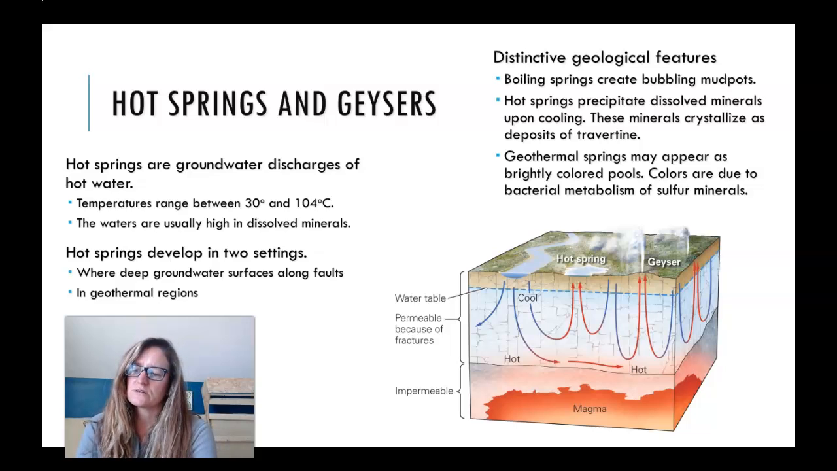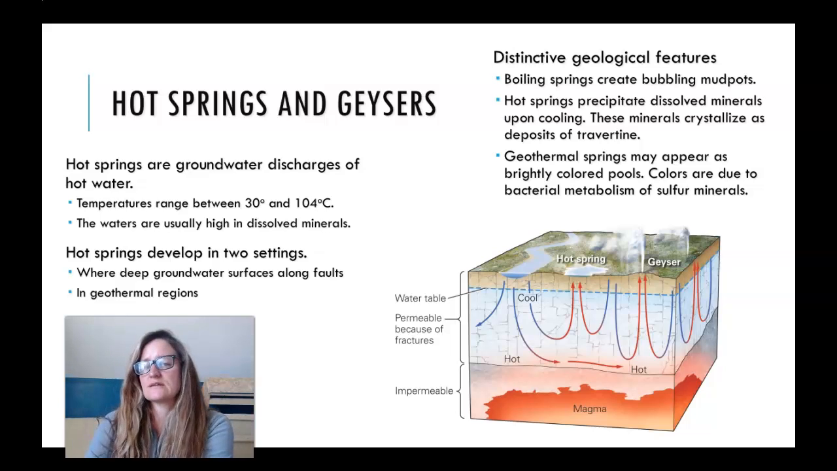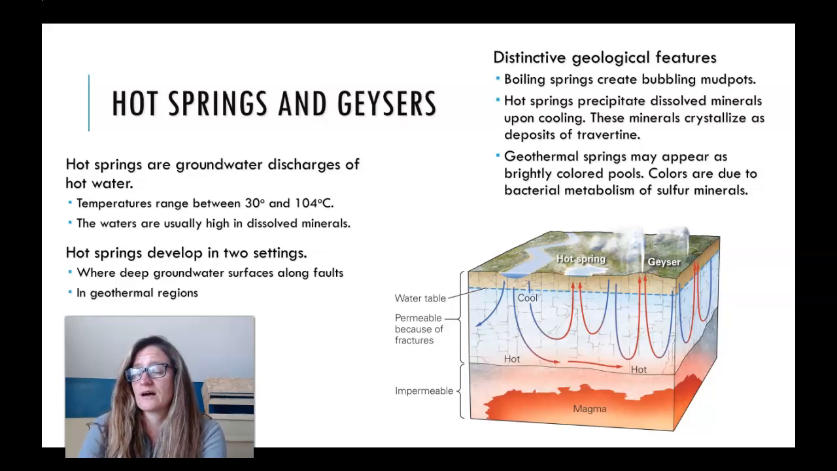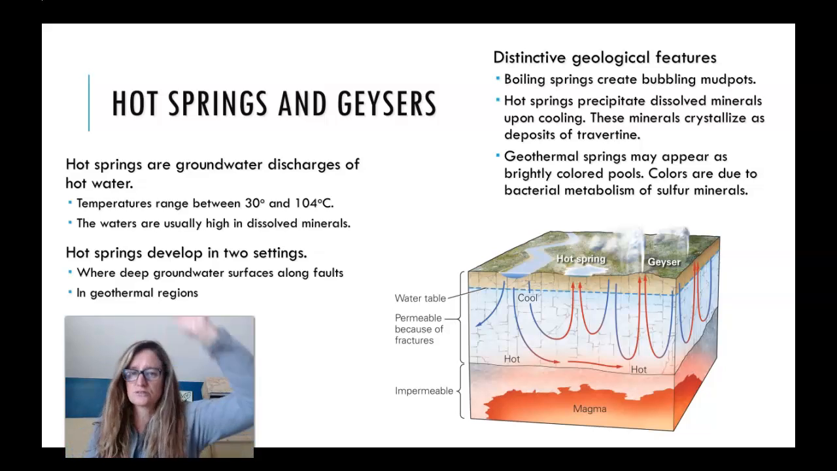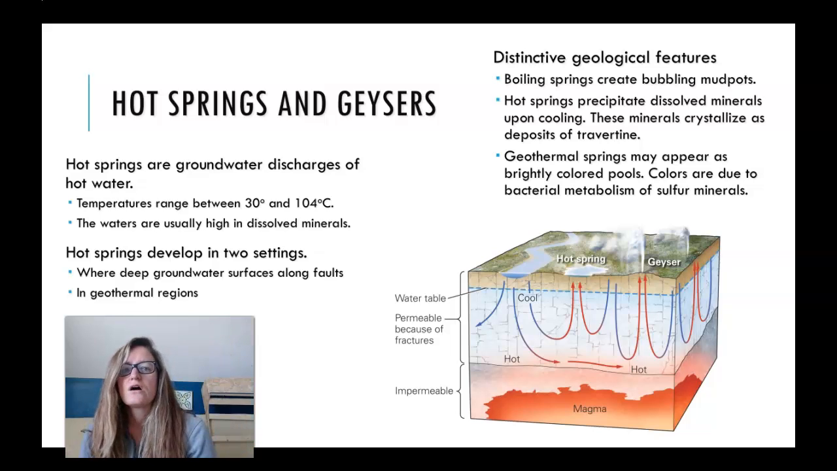The water is usually really high in dissolved minerals. The hot springs are going to develop when there is interactions along faults or in highly geothermal regions. In the United States, we think of Yellowstone National Park. I've not been there, but if you have, you know what I'm talking about, where you have pools of bubbling hot mud. You have geysers, like Old Faithful, that are going to shoot hot water and steam up into the air periodically. And then there's just hot springs throughout the national park. That is the highest density of hot springs and geysers anywhere else on Earth.